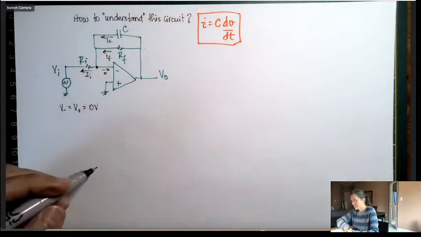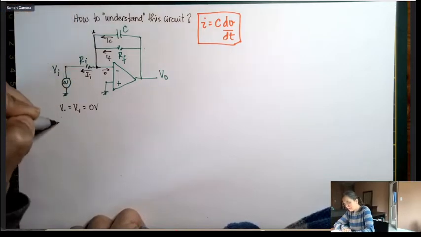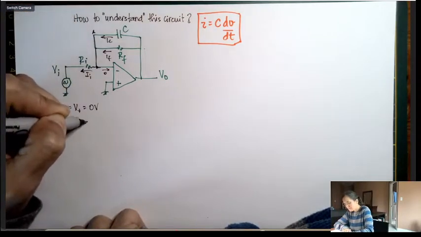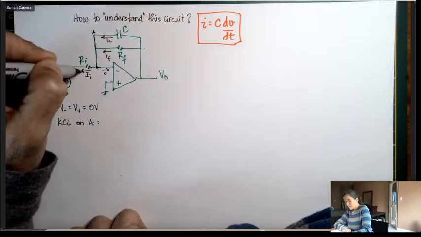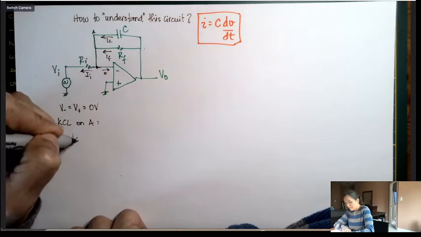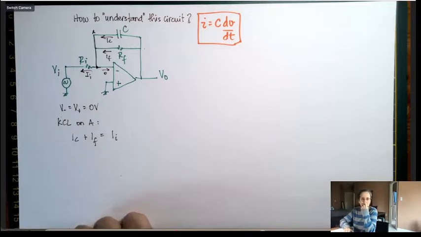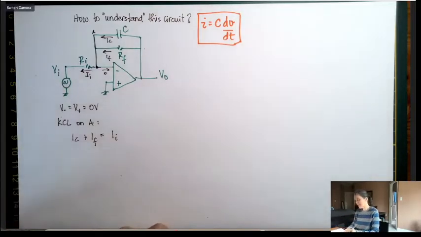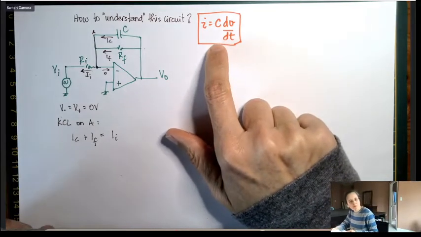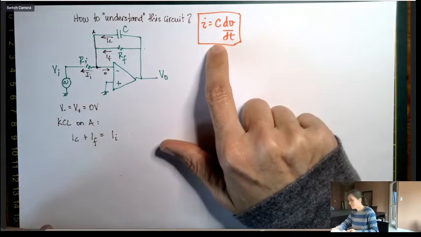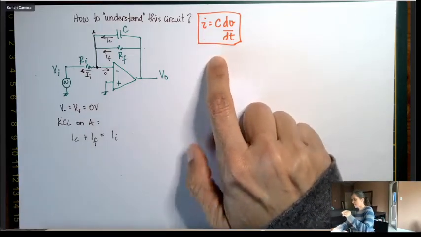ground node there, but on this node A here I'm going to do KCL, and what happens is, because these two currents are coming in, I'm going to call I_C plus I_F equals I_I. So I'm using the same KCL as we did in class, and now I'm going to write each one of these currents. And maybe you don't remember this from physics too, but I hope that very soon you're going to remember this relationship here, I equals C dV/dt.